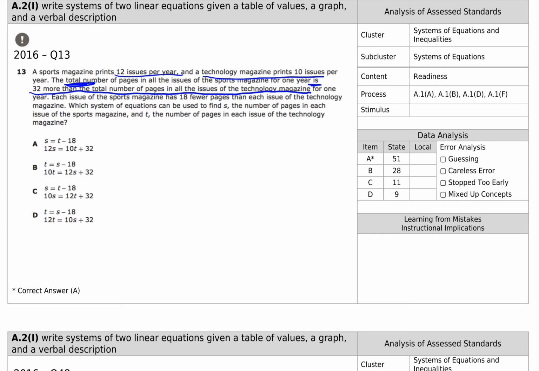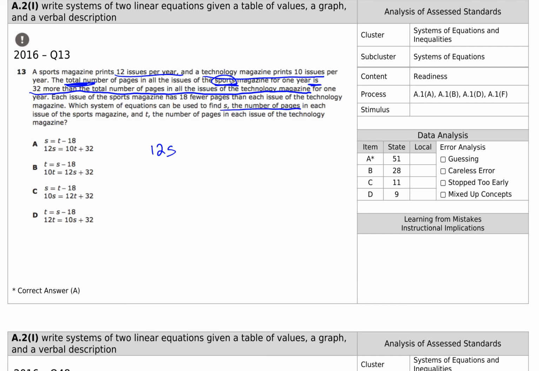So in this case, you have to know something about how magazines work. It talks about issues per year. That's how many times the magazine comes out. And within the magazine, you have a certain number of pages. So in this problem, it says that the total number of pages in the sports magazine, we'll call that S. Now, how many pages would be in the sports magazine in 1 year? Well, if 12 issues come out, 12 times it comes out, 12 times S, the number of pages in each one, right?